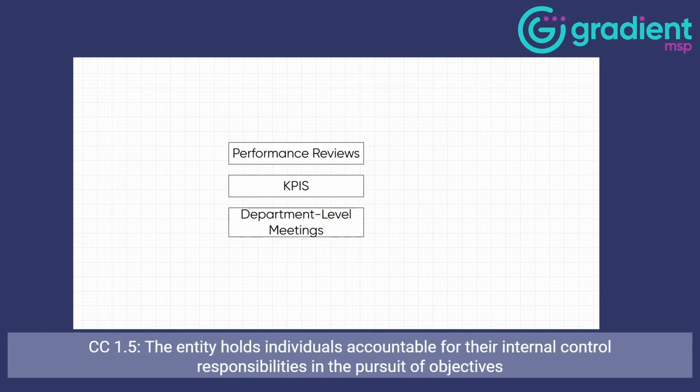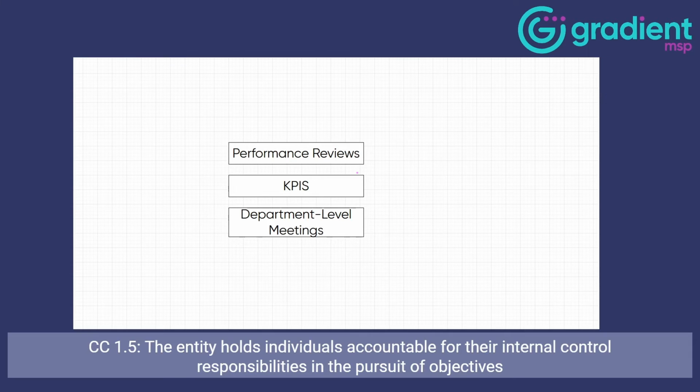1.5 talks about the entity holds individuals accountable for their internal control responsibilities. And what does that mean? So your internal employees, how are you making sure that they are actually performing the types of actions that you had them agree to when they signed the handbook and when they were sitting at the department meetings? And there's a couple things to do that, and particularly as they concern an MSP.